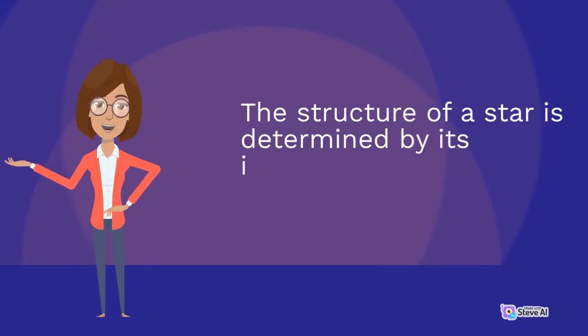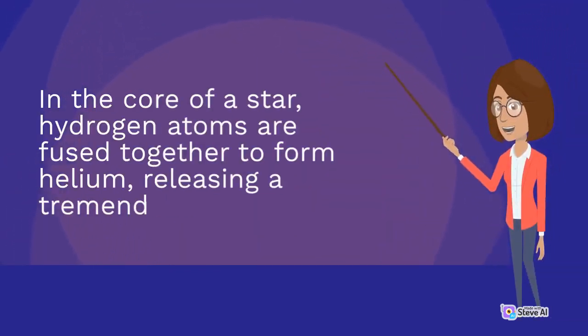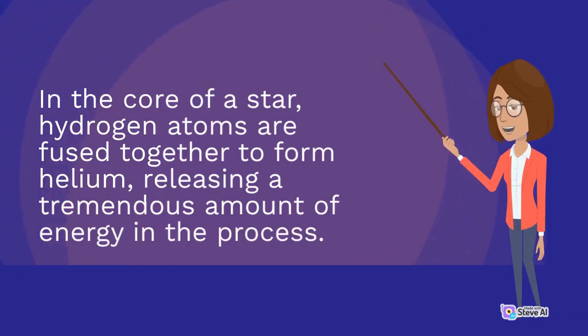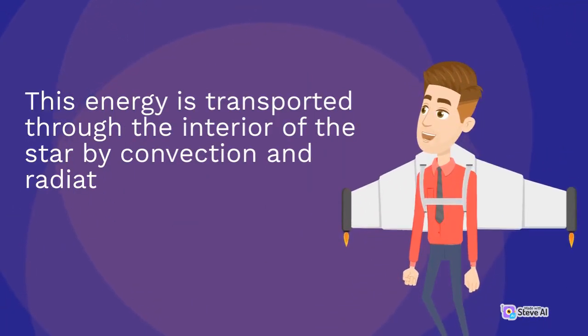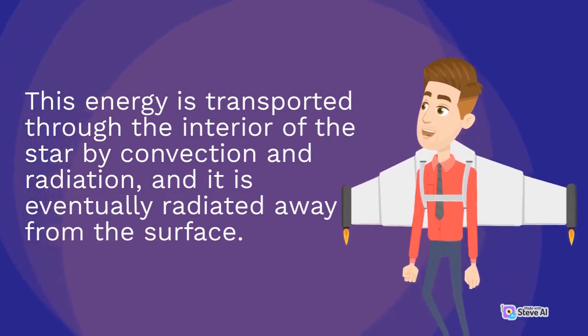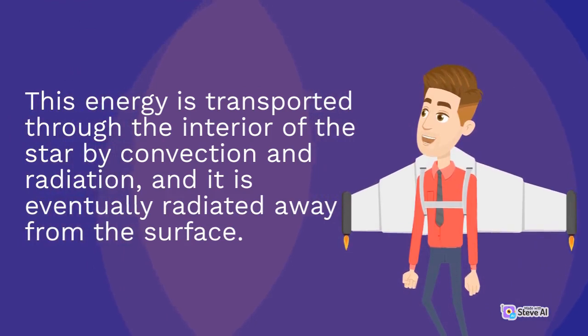The structure of a star is determined by its internal processes, which are driven by nuclear fusion reactions. In the core of a star, hydrogen atoms are fused together to form helium, releasing a tremendous amount of energy in the process. This energy is transported through the interior of the star by convection and radiation, and it is eventually radiated away from the surface.